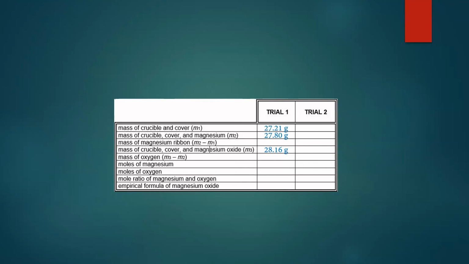In this pre-lab, I gave you some hypothetical values for M1, M2, and M3. And it would be good practice for you to go through those calculations and come up with the empirical formula for magnesium oxide. Now we're going to go over into the lab and get some real-life data. I'm going to run the experiment, and I'll let you record the information here for trial 2 and see what actual experimental data we come up with.